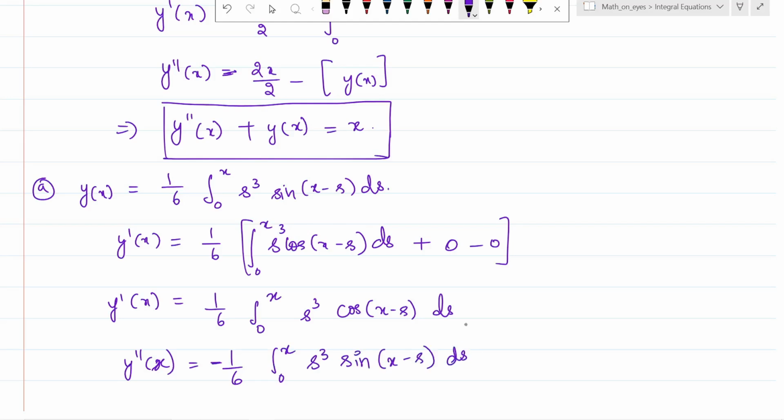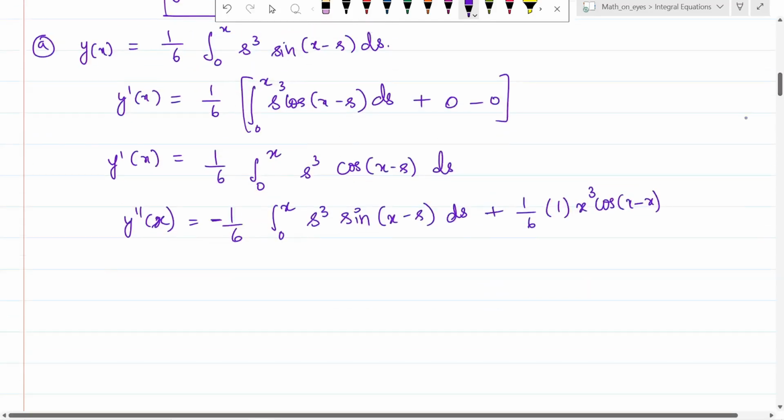And again, when you substitute the upper part, it will be plus 1 by 6. Here, the upper limit is x. When you differentiate the upper limit, you get 1. And wherever s is present, we have to substitute it as x. So we get x cube into cos of x minus x. Cos of x minus x is cos 0, which is 1.